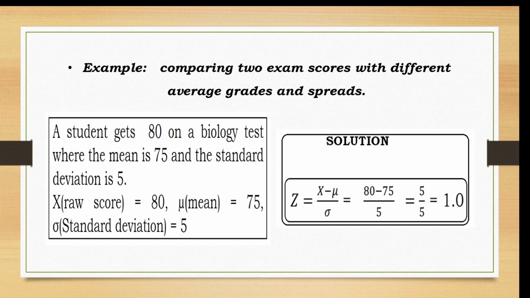A student gets 80 on a biology test where the mean is 75 and the standard deviation is 5. In this case, the X score, which is the raw score, is X equal to 80, mu is the mean equal to 75, and sigma, the standard deviation, is 5. Using the formula Z equals X minus mu over sigma, you get 80 minus 75 over 5, which gives a Z score of 1.